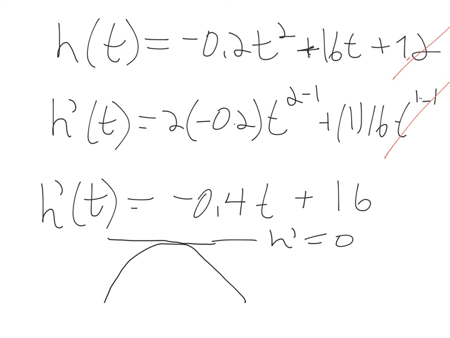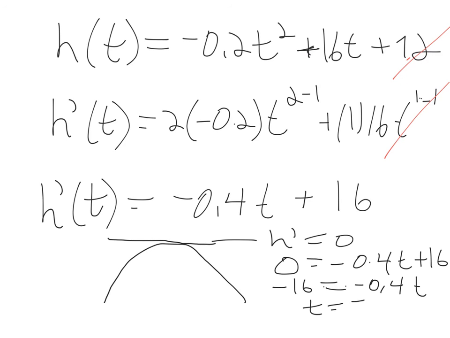Okay? So again, I'm just going to do 0 is equal to negative 0.4 t plus 16. Negative 16 is equal to negative 0.4 t, and then t is equal to negative 16 divided by negative 0.4, and I get 40, as I'm supposed to. So I could have solved that problem using calculus.